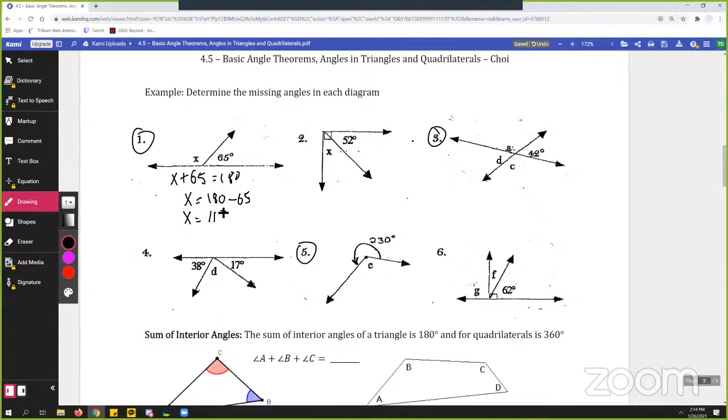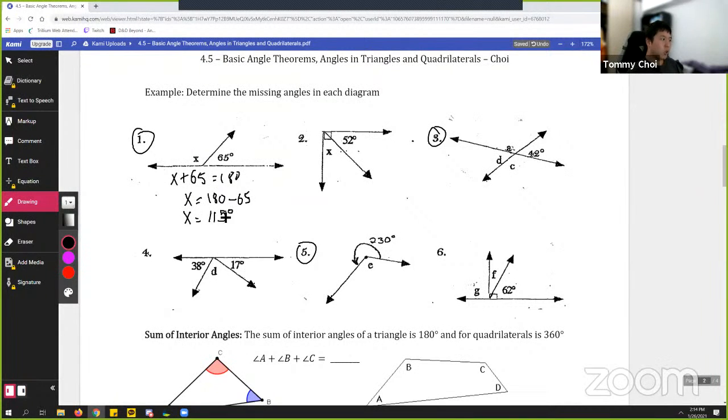You get 115. And don't forget your degrees sign. So 115 degrees is going to be x. For number 3, the first thing you're going to do is say, oh, D is equal to 42. Why? Because of the OAT, the opposite angle theorem. So due to the OAT, we can say that D and 42 are equal. They're opposite angles of each other. So you don't have to write any other rules.